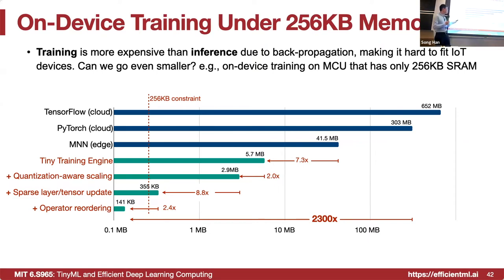And finally, we can do operator reordering. You can consume the gradient immediately when it is produced to reduce the lifecycle of the memory. Okay, so all together, we can squeeze the memory footprint by 2000 times with 141 kilobytes of memory, which is actually the measured memory requirement. And we have a demo board for that, which is super exciting.